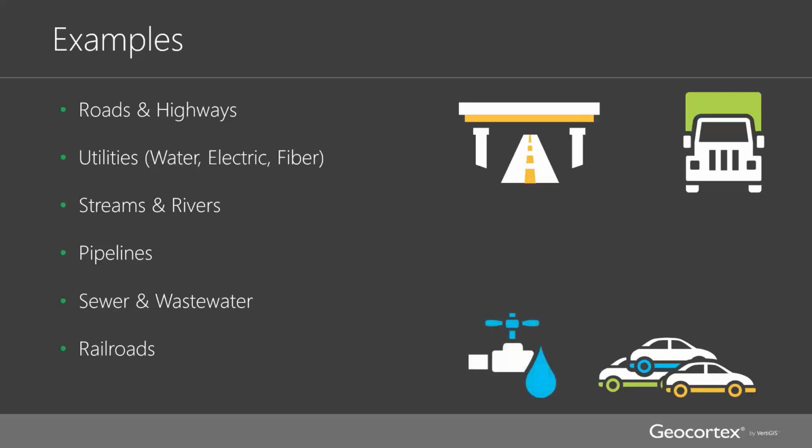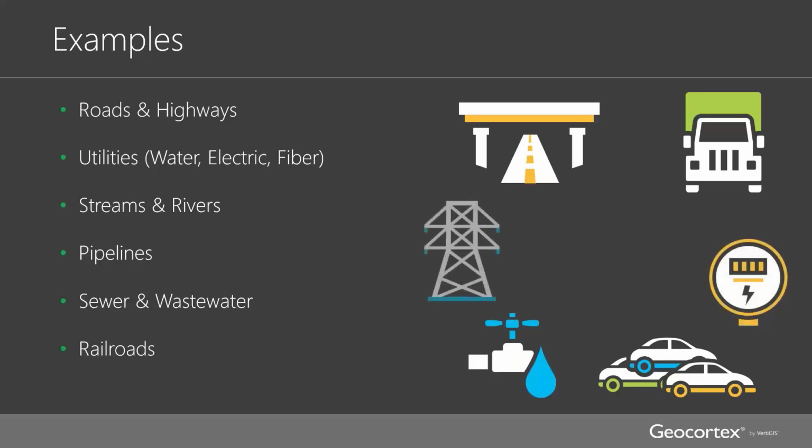Utilities are another great example, whether it's water or electric networks, phone lines. More recently, fiber optic seems to be a big one. All cables, whether they're transmitting power or data, are linear assets. Also streams and rivers, pipelines, sewers and wastewater, railroads. The world that we live in is full of linear assets, and they all need to be managed.